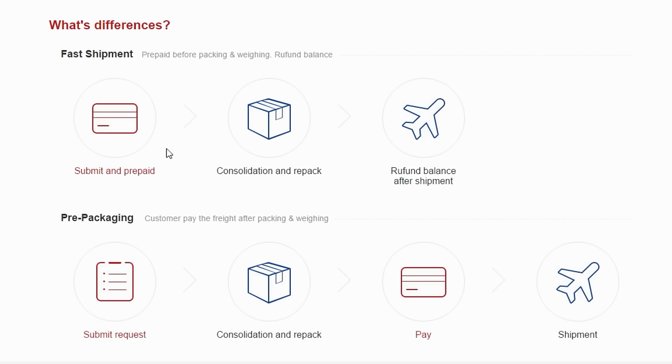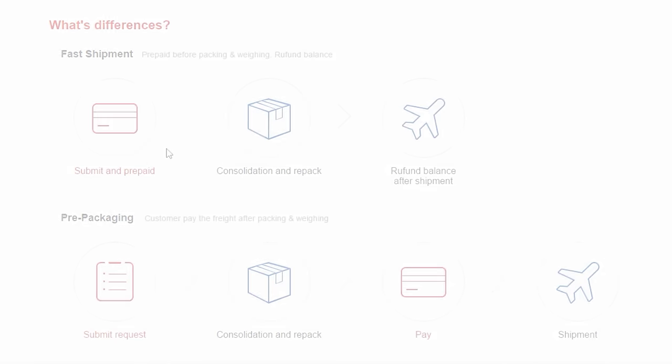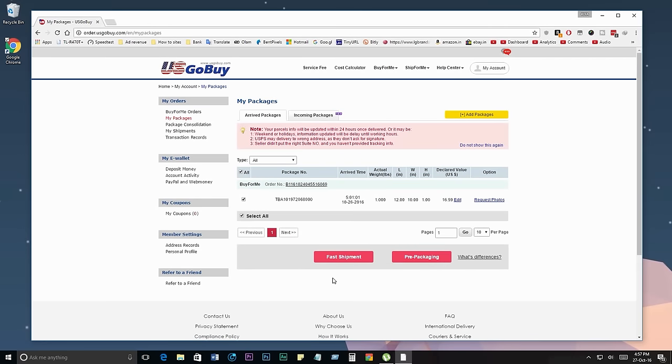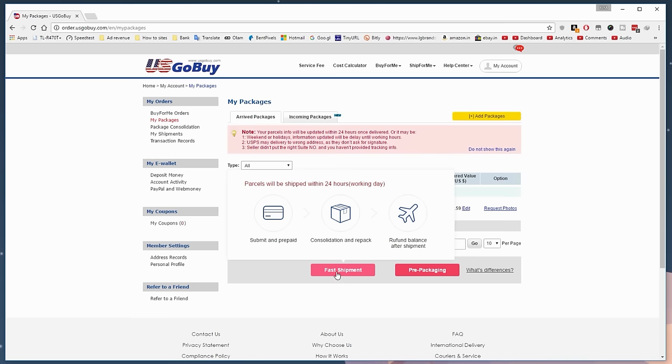Now let me explain the other one, pre-packaging. In this process, you can submit a request for the shipment of your package. So they will repack all your items or pack them into one big package. And that way you can determine the actual shipment cost for your package, and they will inform you about that as well. Then you can pay the final shipment cost, no less, no more. But it takes time to complete the process, and I don't usually like to wait. So let me go for the first one, fast shipment.